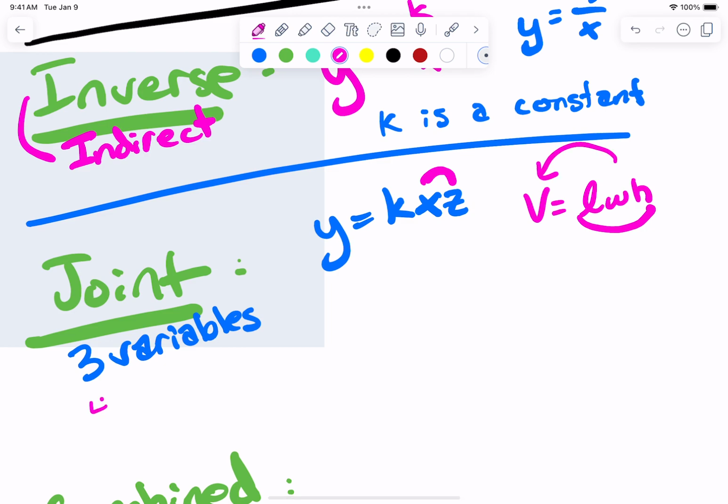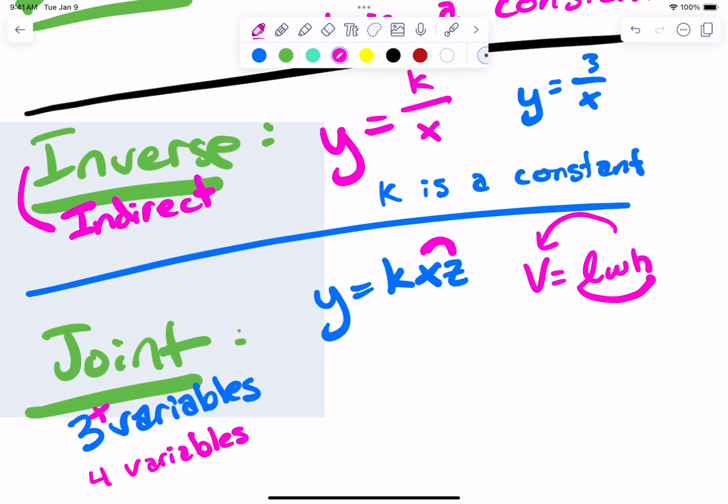So in that case, there's 4 variables total. So yeah, 3 plus variables is what you would have for joint. Good thought. Let's just write it like that, okay? So those 3 are joining together to create what the output value is, which is volume, okay? So that would be an example of joint variation, okay?